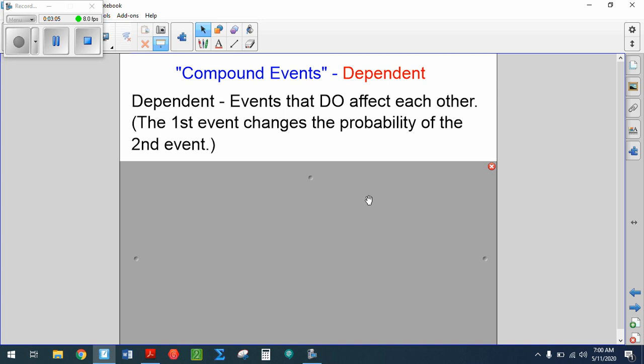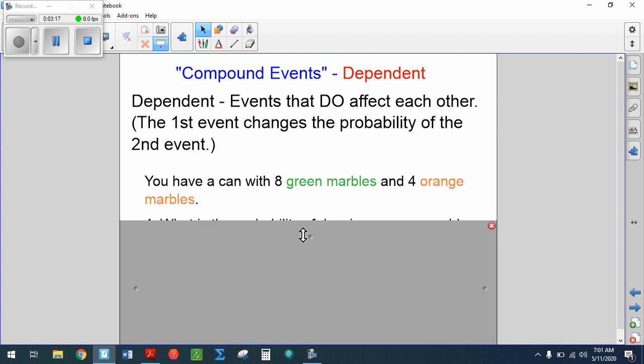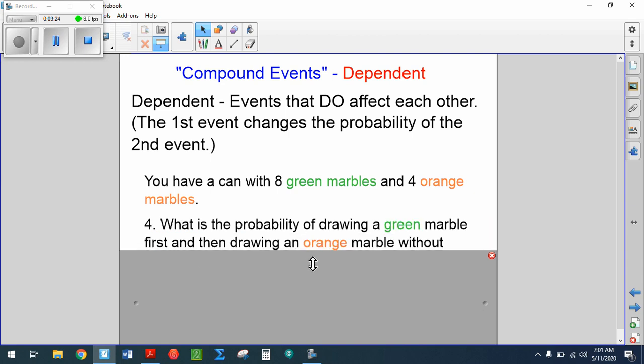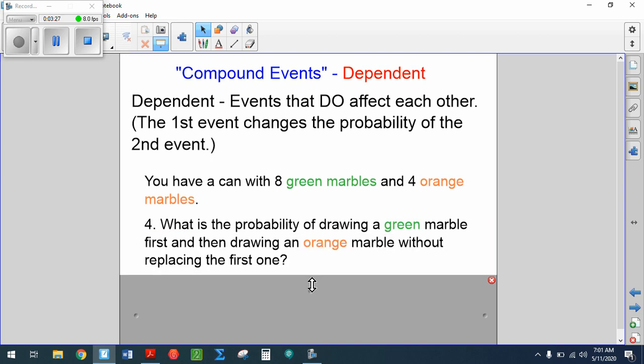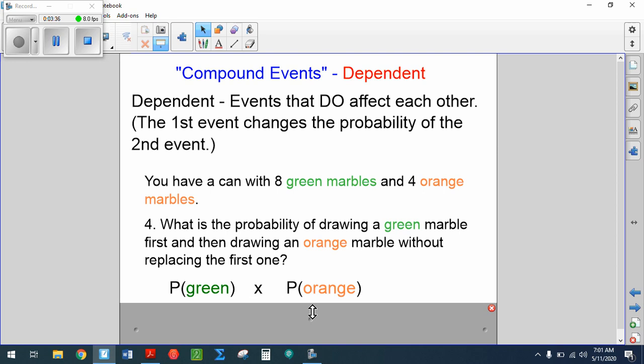A dependent event is an event or events that do affect each other. In other words, the first event changes the probability of the second event. Here's an example. You have a can with 8 green marbles and 4 orange marbles. So there's a total of 12 marbles. What is the probability of drawing a green marble first and then drawing an orange marble without replacing the first one? So again, we have the probability of green times the probability of orange.